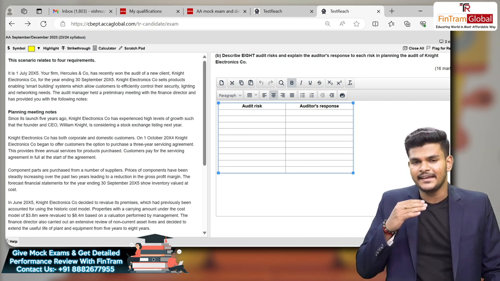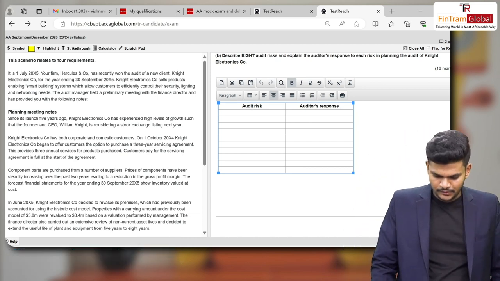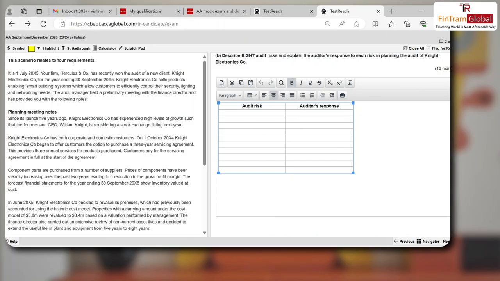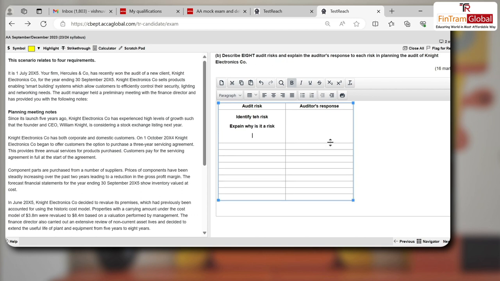Okay, folks. When they say 8 audit risks, what do we have to do exactly? Well, we have to follow a structure here. Okay, folks. What structure am I talking about? Well, basically, you have to first of all identify the risk. Let me just write it over here. For each audit risk, okay, folks, we have to identify the risk, explain why it is a risk, and then explain the impact on financial statements. So what does this mean exactly? Identifying the risk, explaining why it is a risk, and explaining the impact.